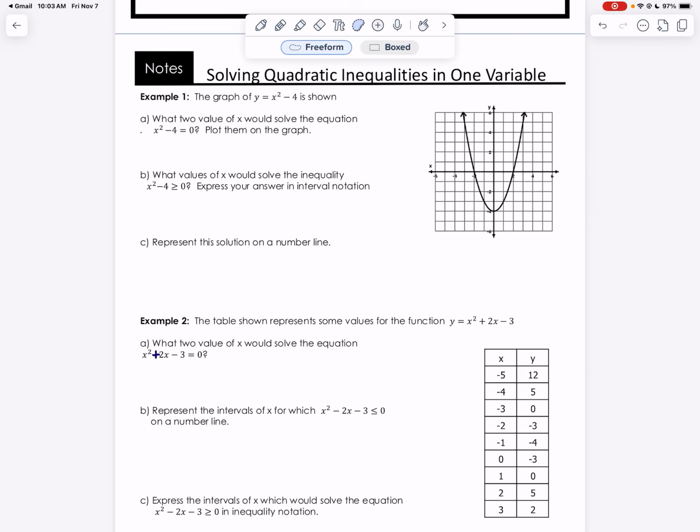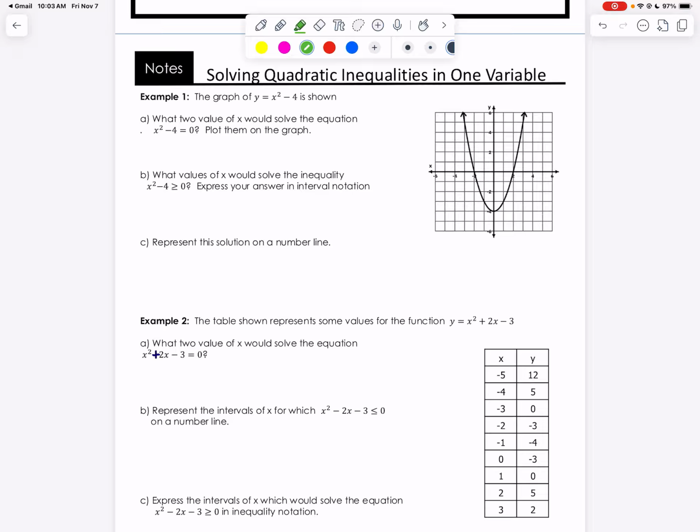In today's lesson, we will be exploring how to solve a quadratic inequality in one variable. Before we do, let's look at an example which shows us the difference between solving a quadratic equation and a quadratic inequality. So in example 1, it says the graph of y equals x squared minus 4 is shown. So here is the function y equals x squared minus 4, and we're going to use this graph to help us answer the questions in this problem.